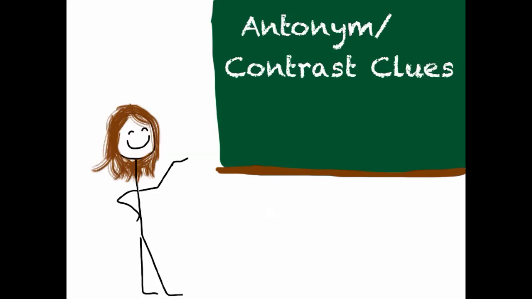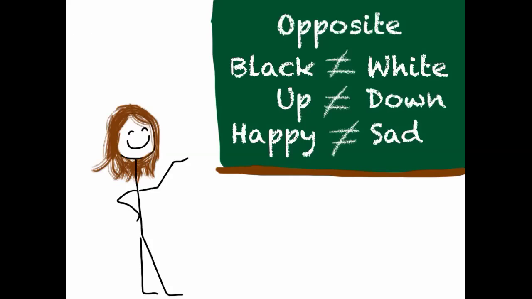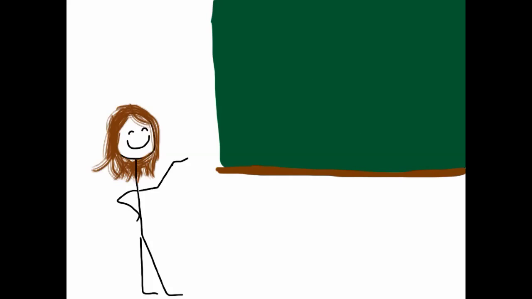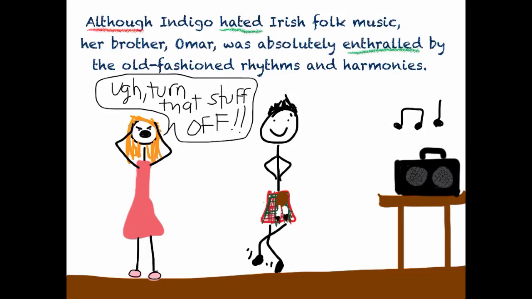On the other hand, contrast or antonym clues are clues in the same, prior, or following sentence that contrast a word that is the opposite or nearly the opposite of the unknown word. Look for clues like but, however, in contrast, although, and or. For example, although Indigo hated Irish folk music, her brother Omar was absolutely enthralled by the old-fashioned rhythms and harmonies.